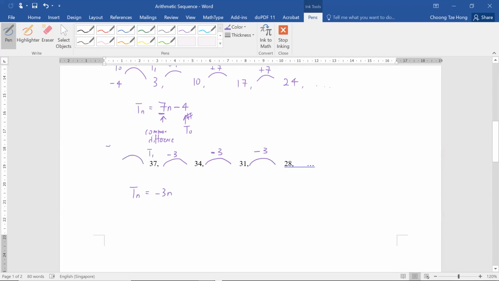So this is term 1, what will be term 0? What -3 will give you 37? It's going to be 40. So it's going to be +40. Okay, so we can actually test this out.